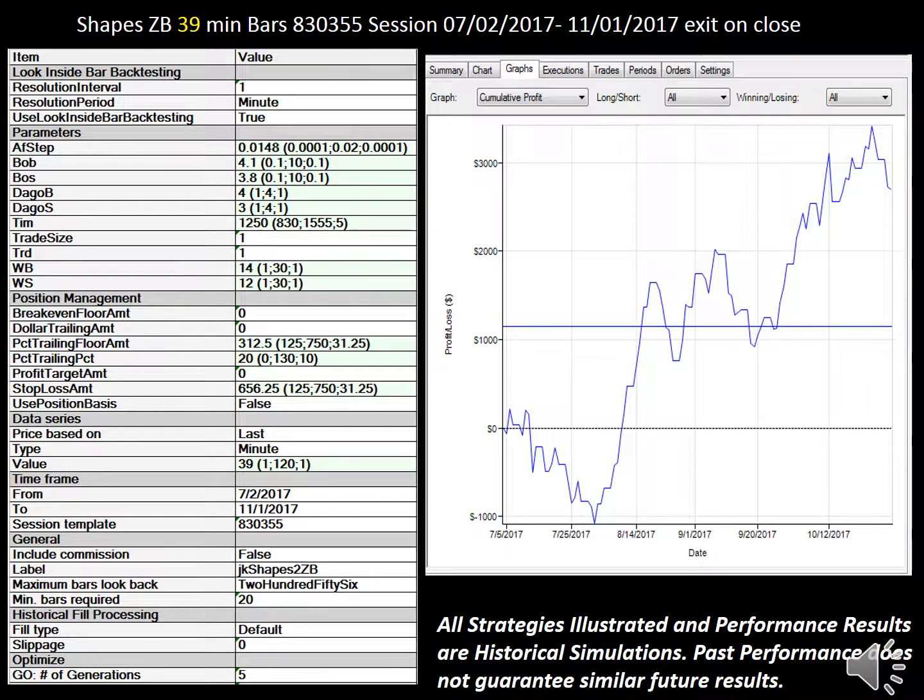And again, fairly big stop, 656 and a quarter, and a little jagged equity curve. So again, I'm not particularly fond of the bonds, but the best I could find is the 39-minute bar on U.S. bonds.